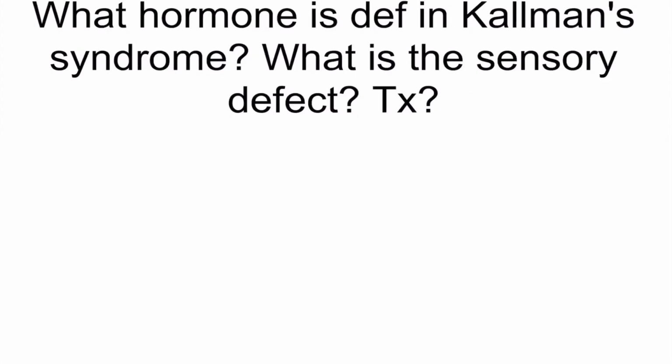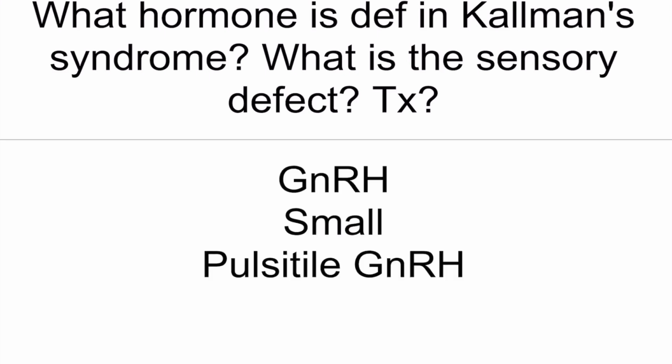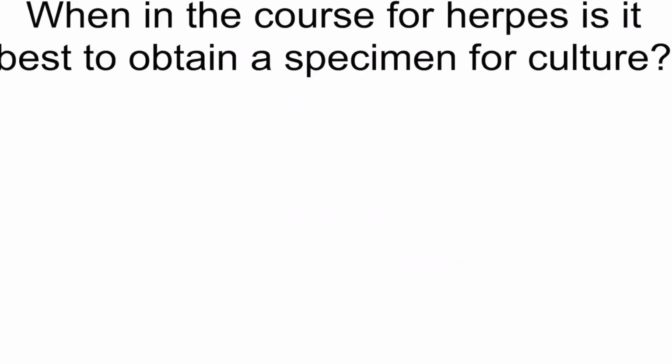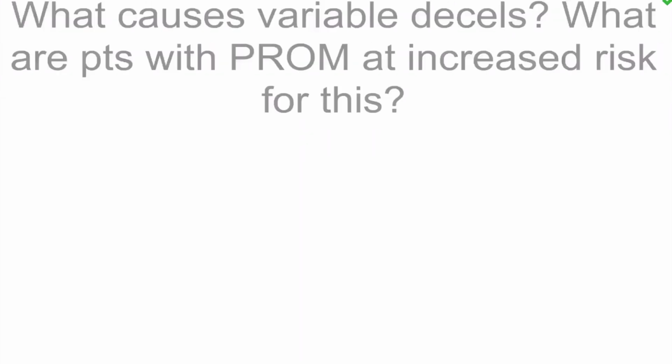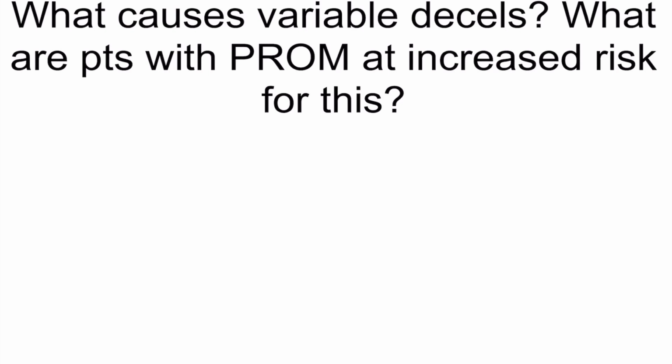What hormone is deficient in Kallmann syndrome? What is the sensory defect, and how do you treat this? GnRH is deficient, and the sensory defect is smell, and you can give pulsatile GnRH. When in the course of herpes is it best to obtain a specimen for culture? Early. What causes variable decelerations?